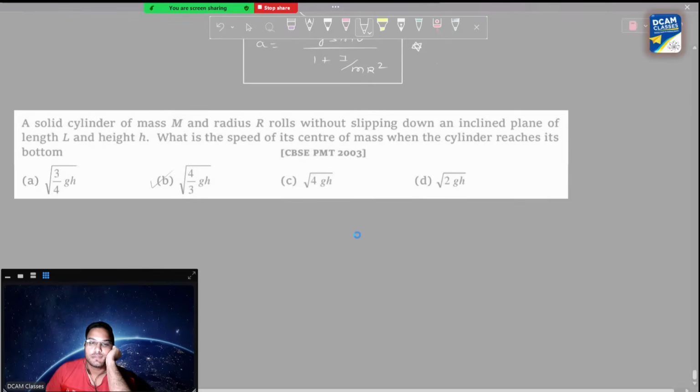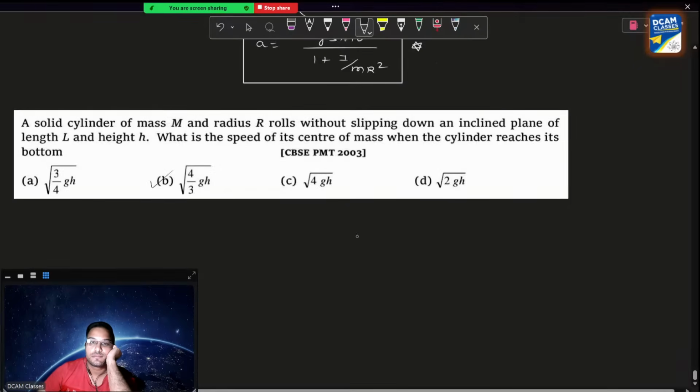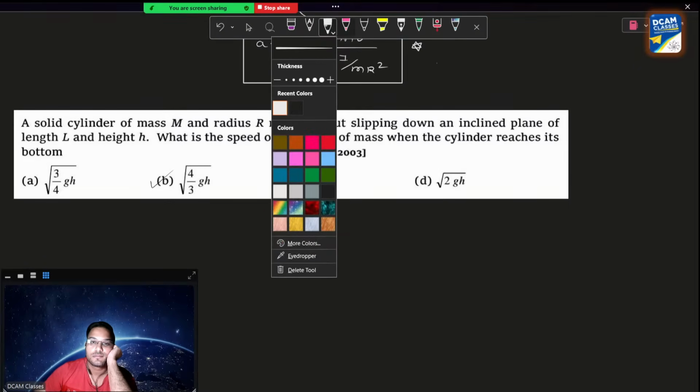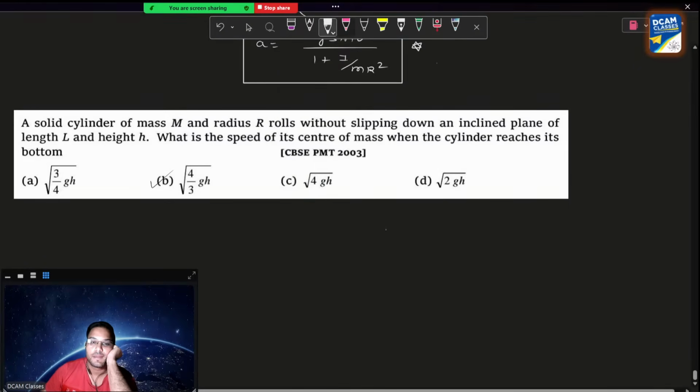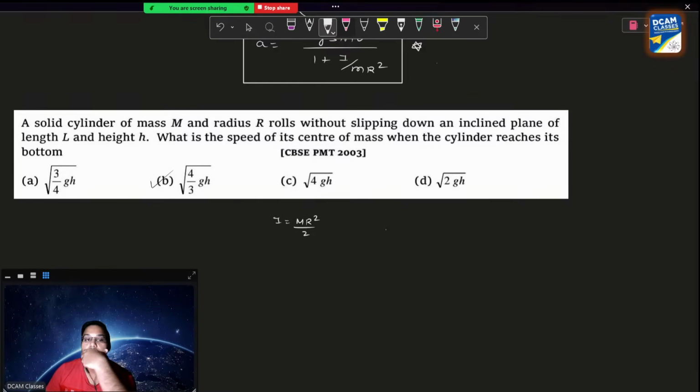A solid cylinder of mass m and radius r. It is a solid cylinder, so the moment of inertia I will be mr square by 2, rolling without slipping on an inclined plane of length L and height h. This is an inclined plane. Its length is L and height is h. What is the speed of the center of mass of the cylinder at the bottom?